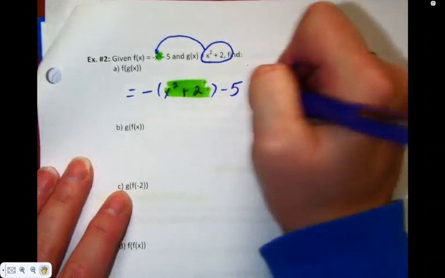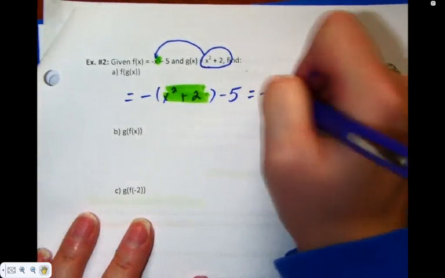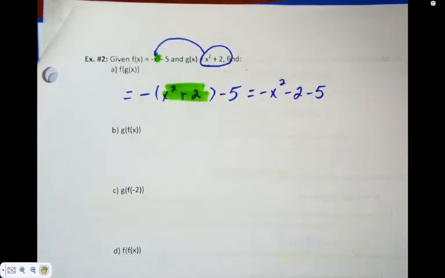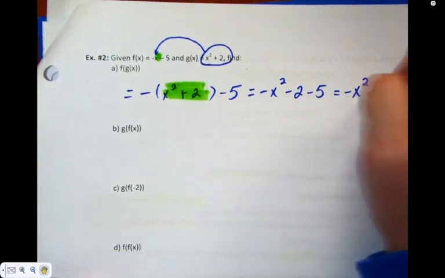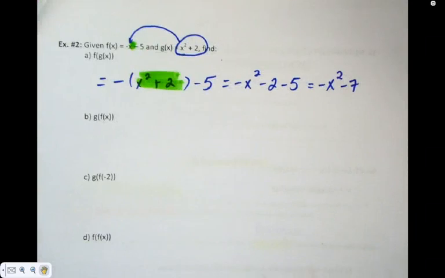So if we wanted to give an explicit function, we would just go ahead and get rid of those brackets. So this is going to give us negative x squared, negative 2, negative 5. And then collecting the like terms, negative x squared, negative 7. So you might want to jot down that vocabulary word. Explicit function means simplified. Explicit, simplified.